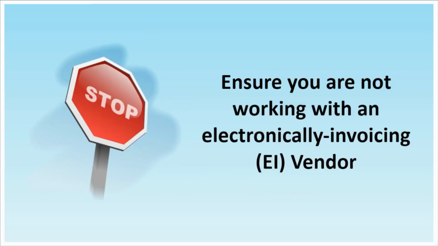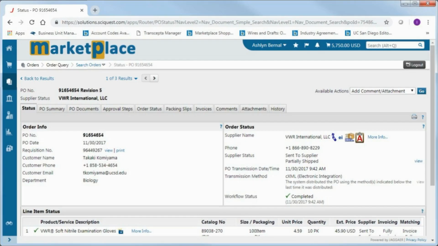Before submitting invoices through Payment Compass or inviting vendors to do so, you will need to ensure that your supplier is not an EI vendor. You can check this by navigating to your PO in Marketplace and directing your attention to the Order Status section of the PO. Check to see if the supplier has the electronic invoice or EI icon associated with their Marketplace profile.